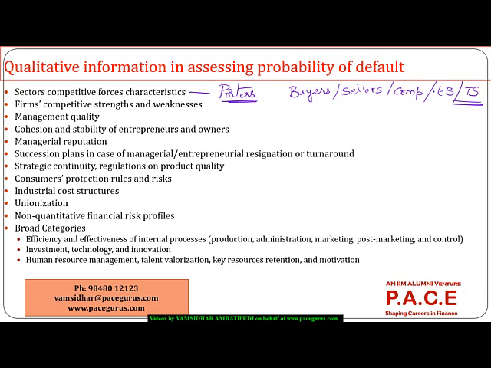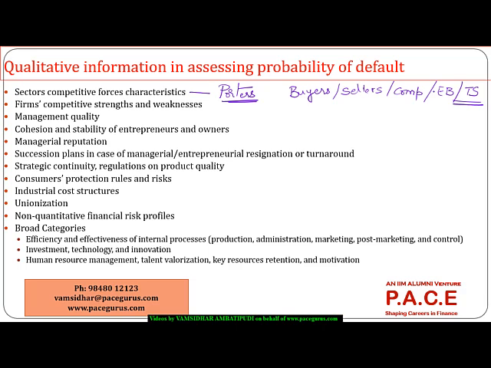What are the kinds of succession plans that are in place? The continuity planning is in place. Product quality, what are the kinds of various regulations that are there? They all play a role in assessing the probability of default. To what extent are the consumers protected? What are the risks for the consumers? What is the cost structure for the entire industry? What is the level of unionization? Right? What are those financial risks which cannot be quantified?